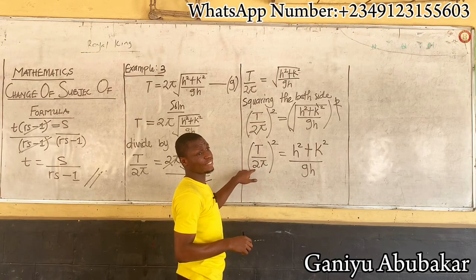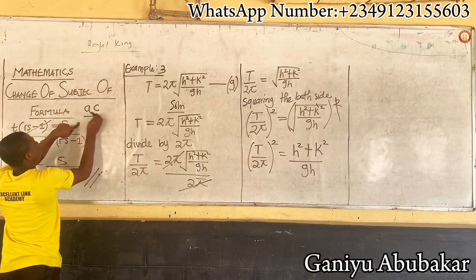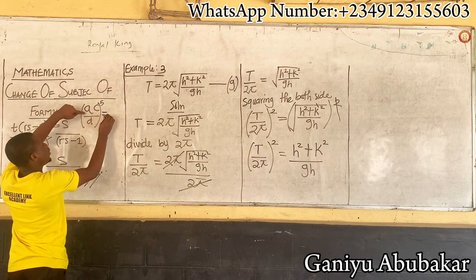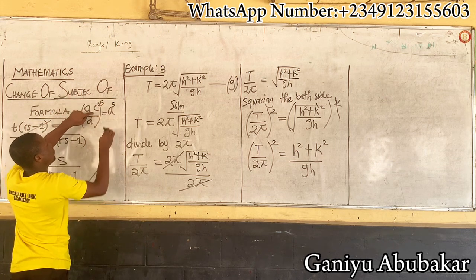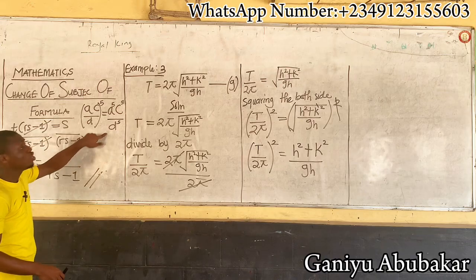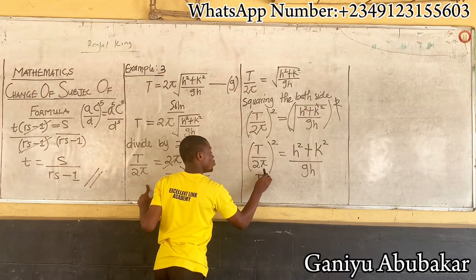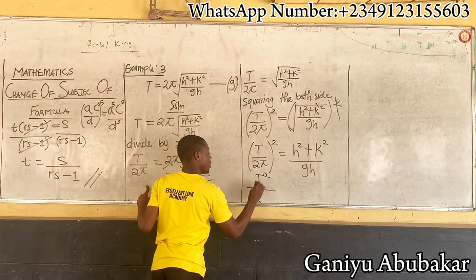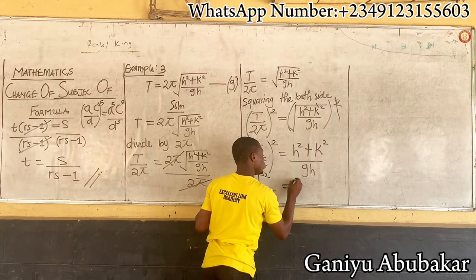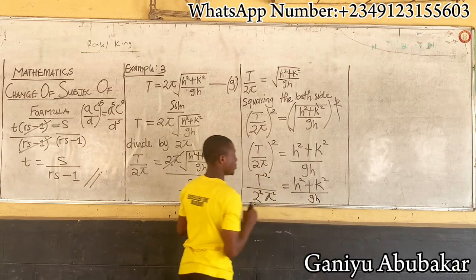From here, if I'm to apply indices, we know that if I have a c over d raised to power, let's say 5, this can be broken down as pick your a first to power 5, pick your c to power 5 over this d to power 5, these indices. So pick each of them by the power. Similarly, here, I'll have t to power 2 all over 2 to power 2, then pi to power 2. I have this is now equal to h squared plus k squared over gh.